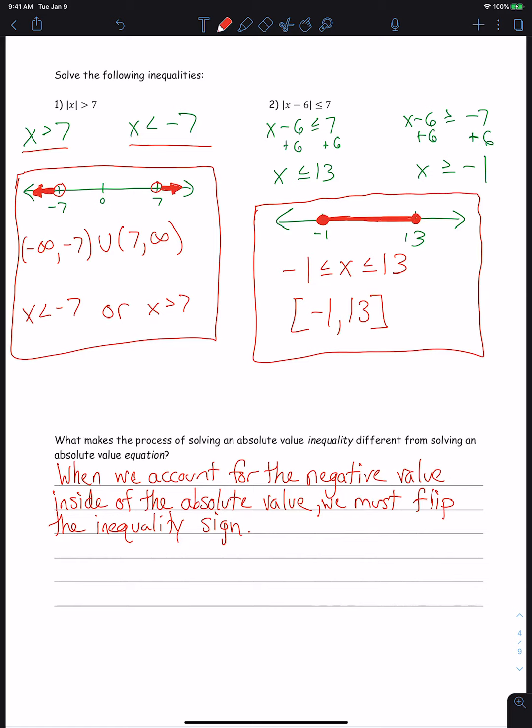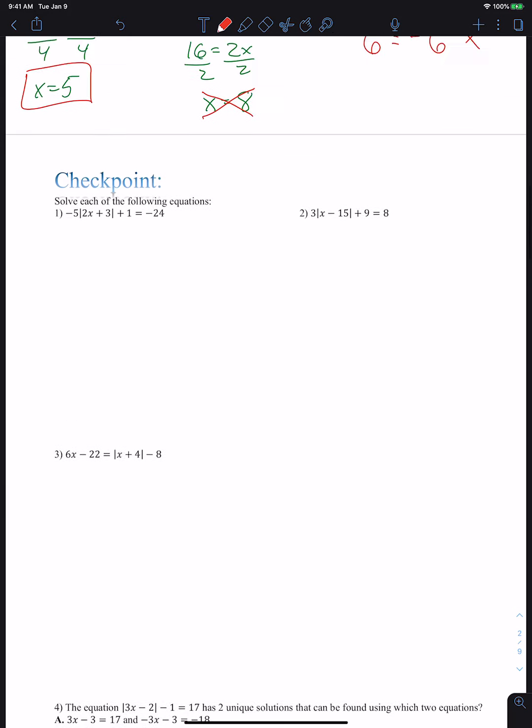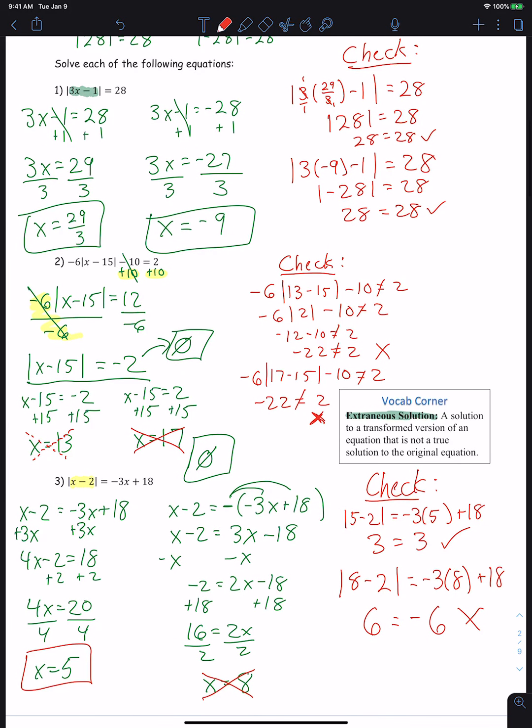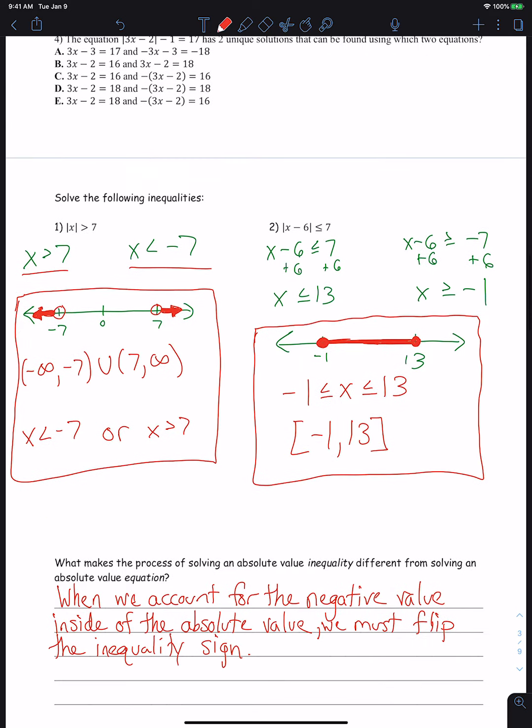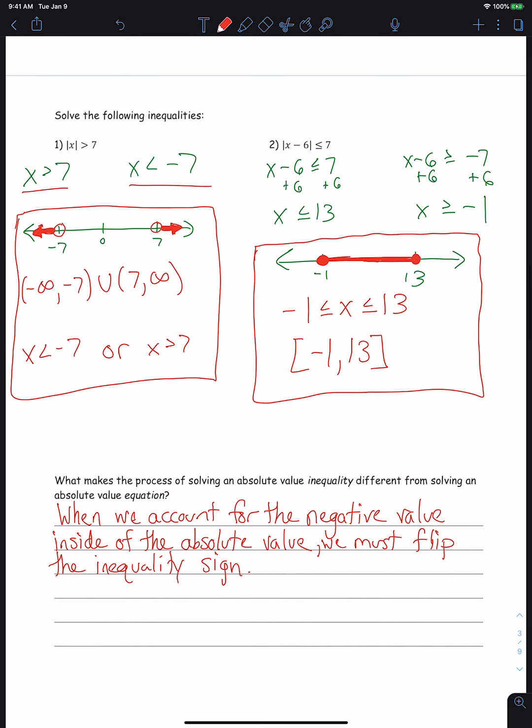And the other one, take a look at our answers. Our answers for the absolute value equations were just one answer. Look at like number 3 from a couple of questions ago. We just got one answer. Look at number 1. We had 2 answers, but it's just a set of answers. Here, for inequalities, we have intervals. So we have every number between negative 1 and 13, or every number greater than 7, or less than negative 7. So our answers here are intervals of numbers instead of specific numbers.